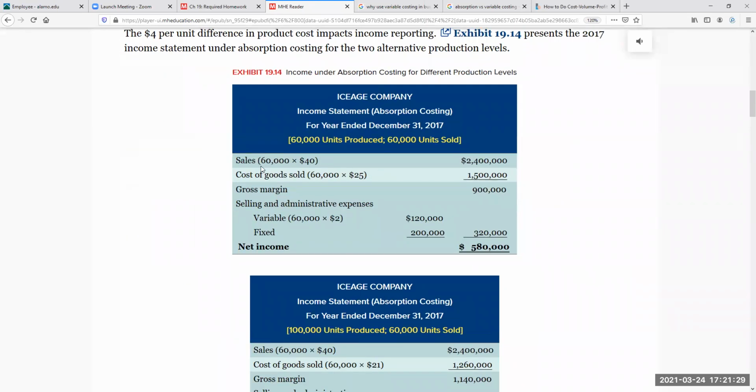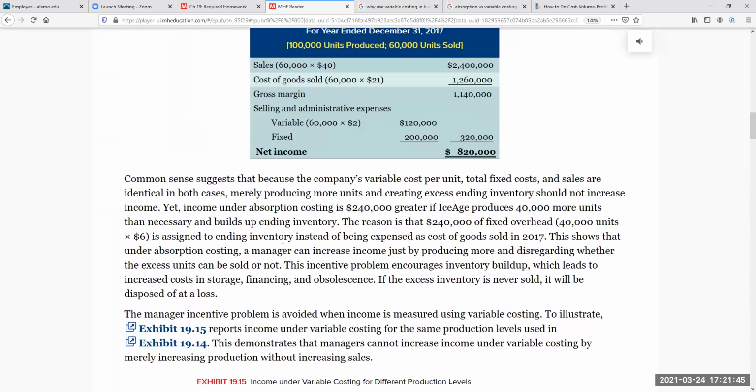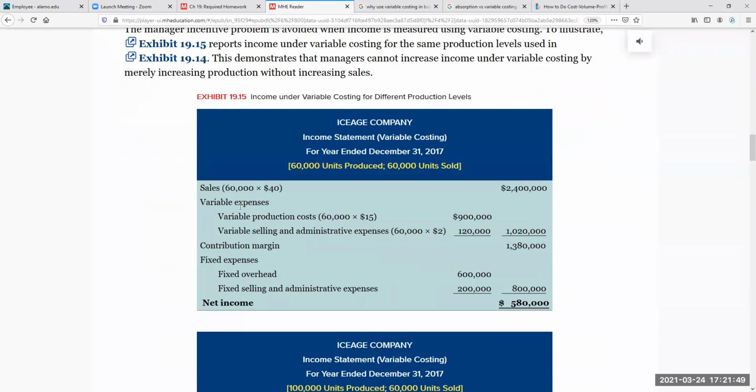So here we have absorption. It's not sales minus variable cost. It's sales minus the cost of the goods. And then down here, you put your selling and admin, variable and fixed. So it's variable selling and fixed selling. So your formula is different for absorption costing. And here's variable. Sales minus variable production, variable selling, and the fixed are down below.